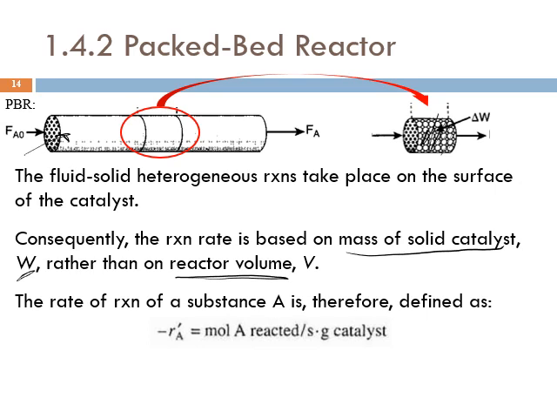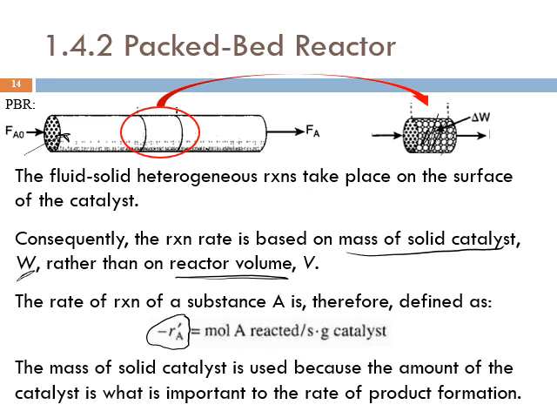The rate of reaction of a substance A is therefore defined as minus Ra prime. Remember, we talked about this, minus Ra prime. It has a unit of moles of A reacted per second per gram of catalyst. The mass of solid catalyst is used because the amount of the catalyst is what is important to the rate of product formation.